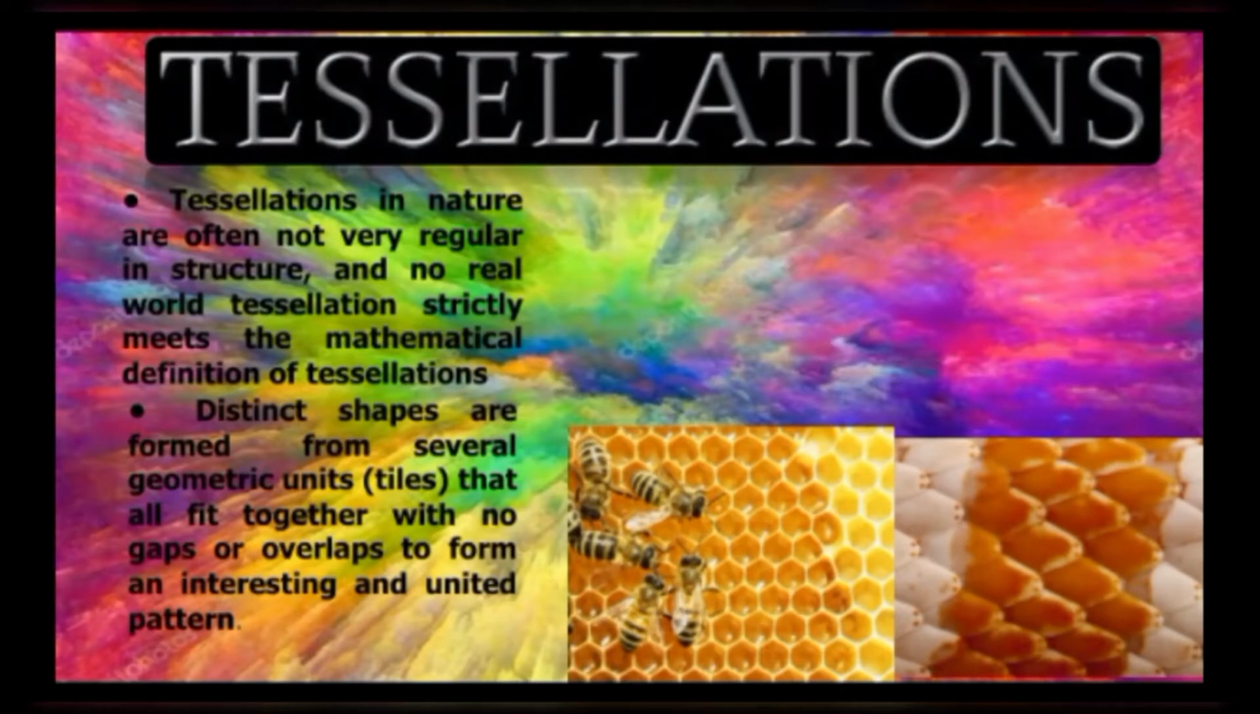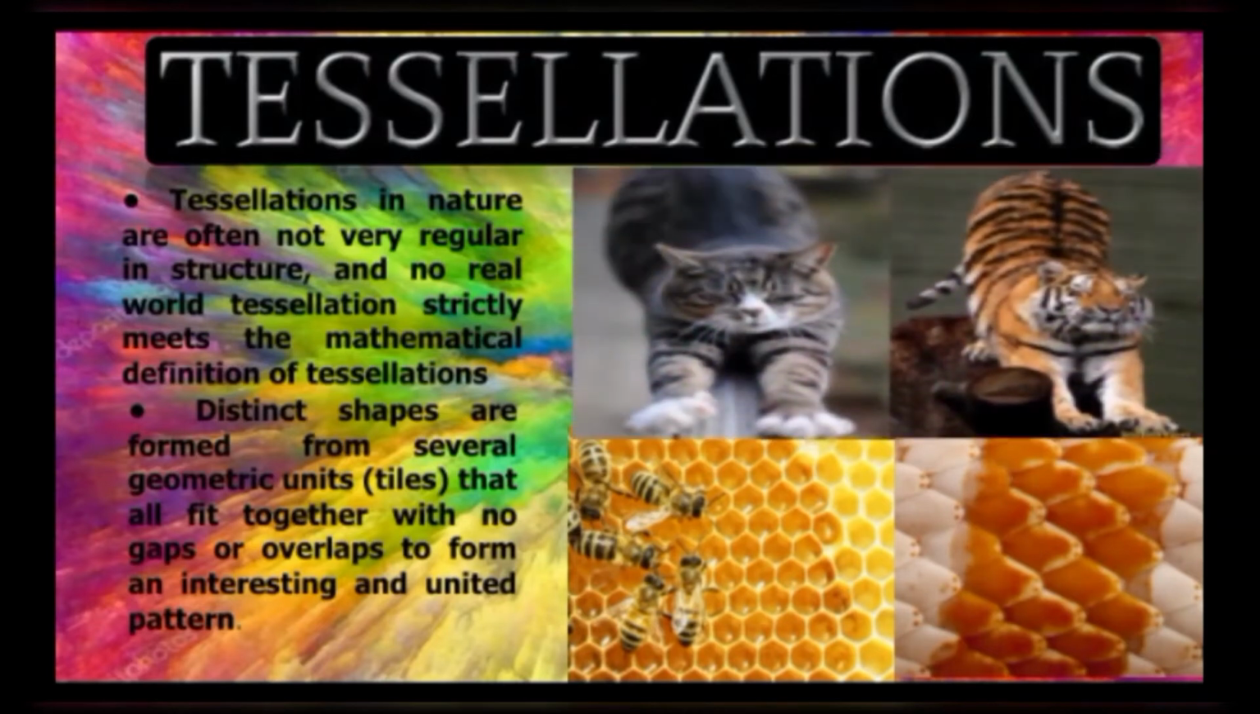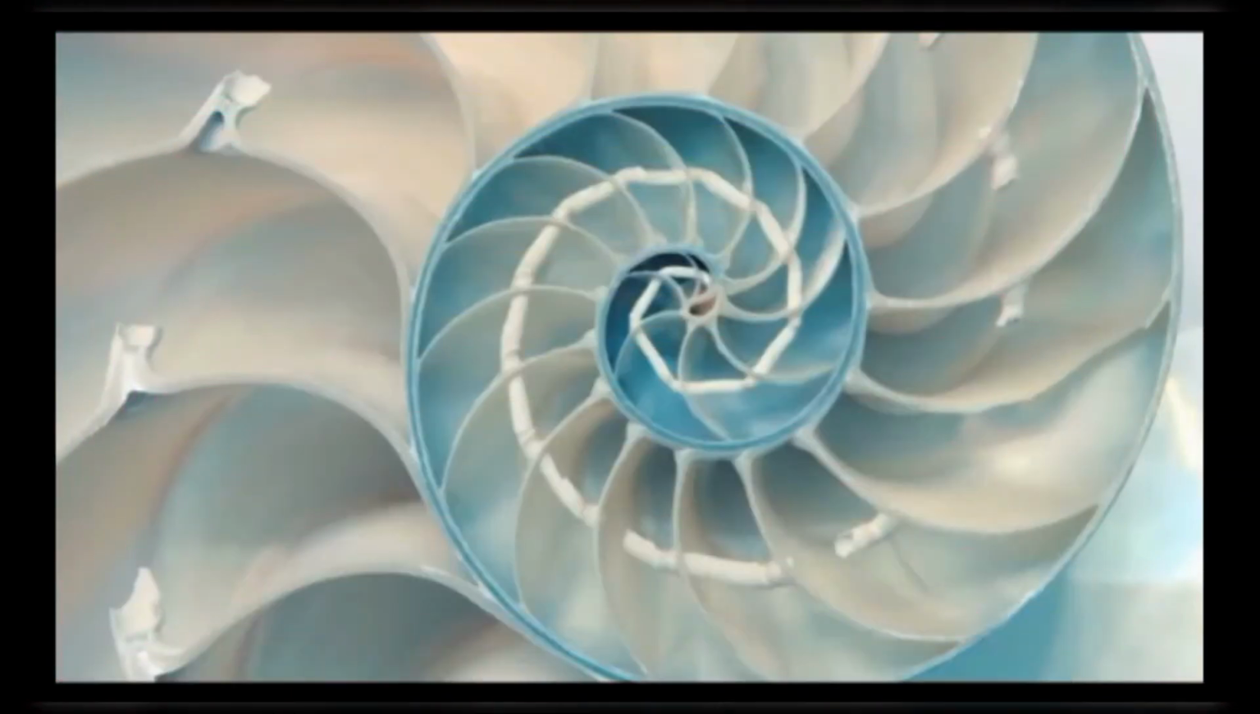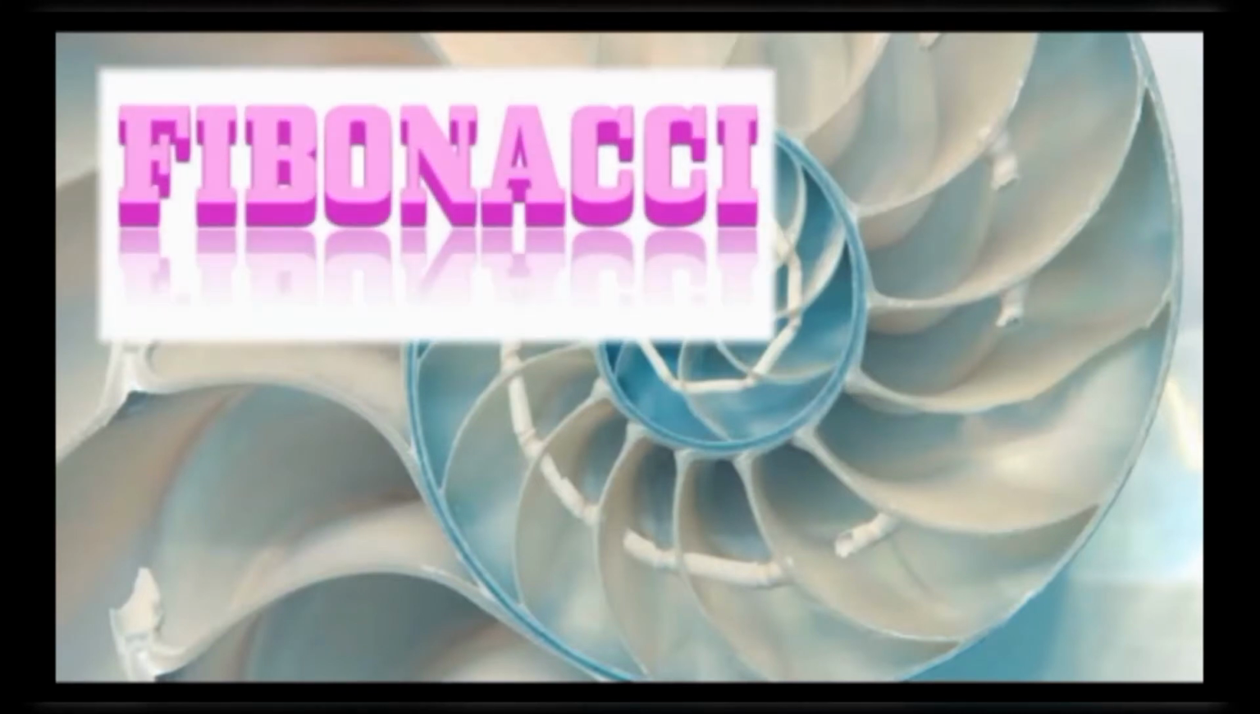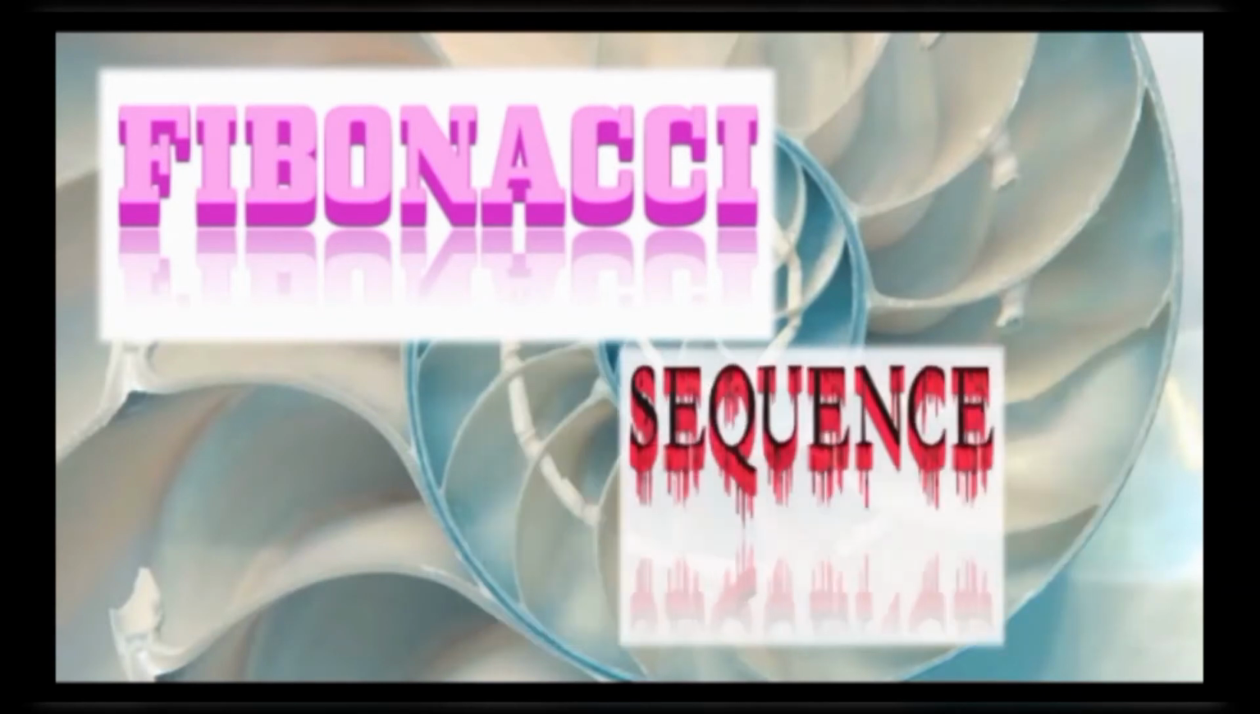Patterns are also seen in the external appearance of animals. Tigers have a distinctive reddish-orange fur and dark stripes like some of the cats. So, that is our lesson, and let's go to the next topic, the Fibonacci sequence.